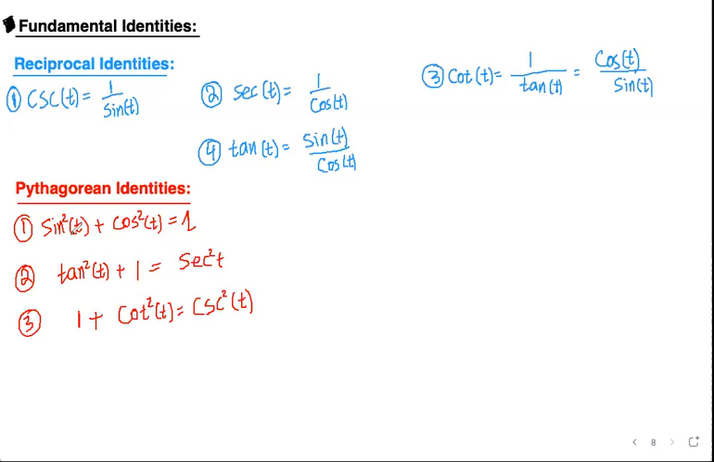So this is called the Pythagorean identities: sine square plus cosine square equals 1, tan square plus 1 equals secant square, 1 plus cotan square equals cosecant square. These are the reciprocal ones. The last example in this section, using these identities, is like this.